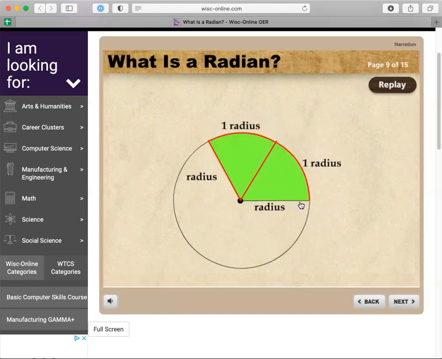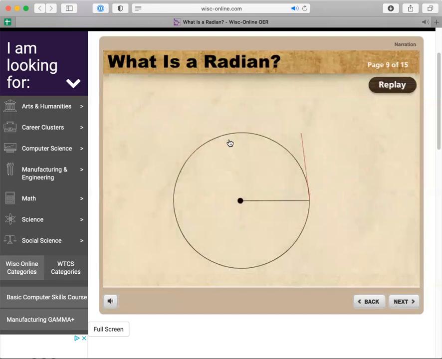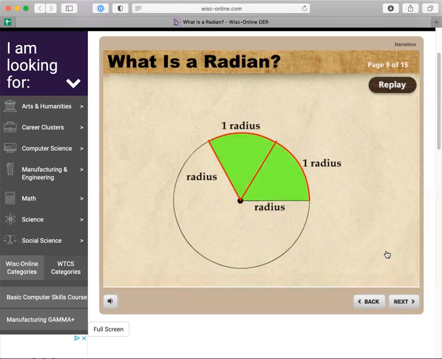2 radians mean rotate around from the horizontal, the amount of rotation such that the arc length that's intercepted is equal to 2 radii, right? So this angle here that I'm highlighting is 2 radians because the arc length that's intercepted is 2 radii, equal to 2 times the radius. Now let's think a little bit before we go to the next slide as to how many radians there are in a full circle. So in this diagram, we can see 2 radians, right?